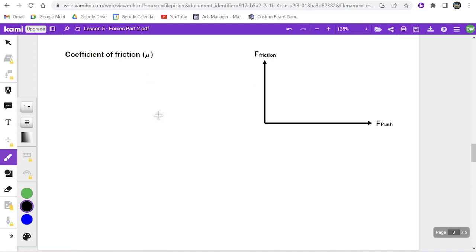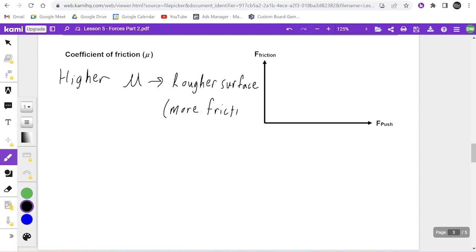But now I do want to talk about coefficient of friction, because I still haven't explained that yet. So here's what you need to know. Coefficient of friction has to do with how rough the surface is between the object you're pushing and the floor. In general, a higher mu, a higher coefficient of friction, means a rougher surface. Think of trying to push a box across sandpaper, which has a high coefficient of friction, versus pushing something across ice, which has a very low coefficient of friction. Basically, a rougher surface just means there's going to be more friction.